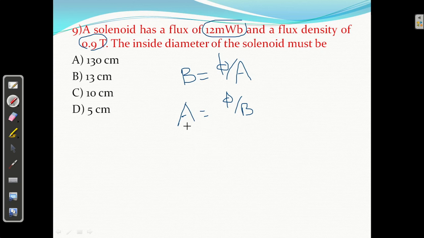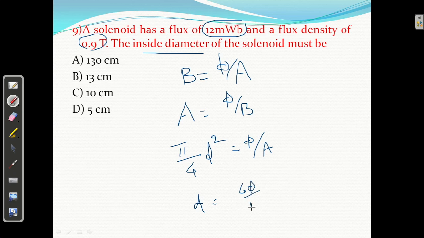You will get the area. They are asking for the diameter. Area is pi by 4 d square, equal to phi by B. So how to find d? Diameter equals square root of 4 phi upon pi B. d square will come, and taking the square root, we get the diameter. Okay, so you can solve it.